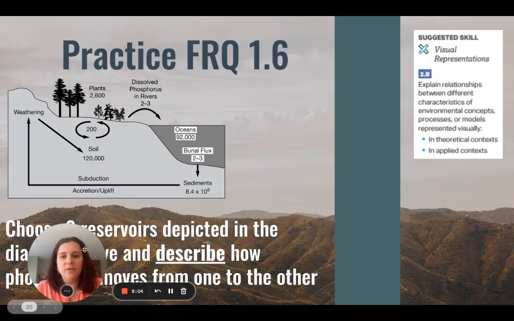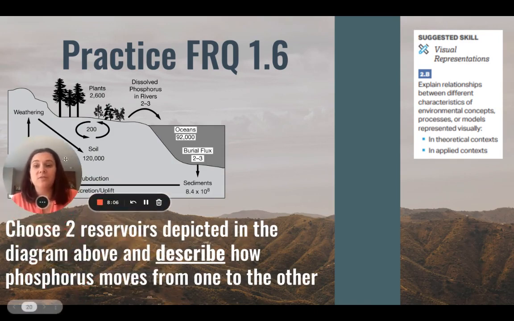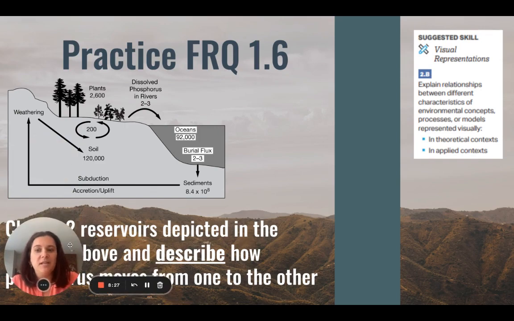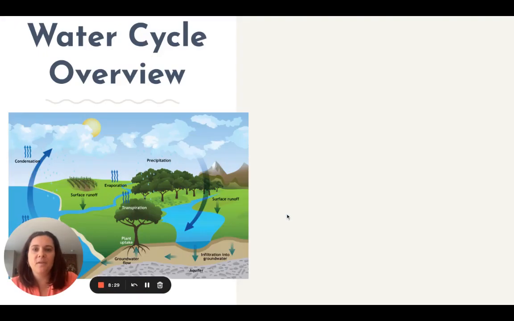All right. So your FRQ for this one, if you want to pause it and write it now, you can. I gave you a diagram. I want you to look at it, pick two reservoirs from that image. Describe how phosphorus moves from one reservoir to the other. So you have to think about the processes that happen to get it from one to the other. Again, it's all in these notes, but that image right here gives you a whole bunch of suggestions. All right, if you want to stick with me, we're going to keep going. But again, if you want to pause, go for it.